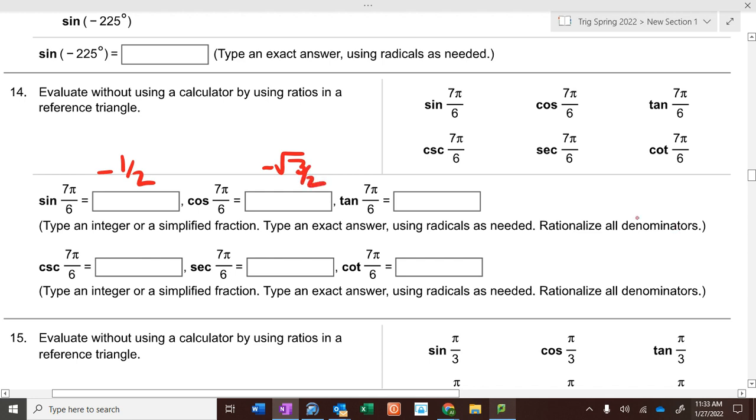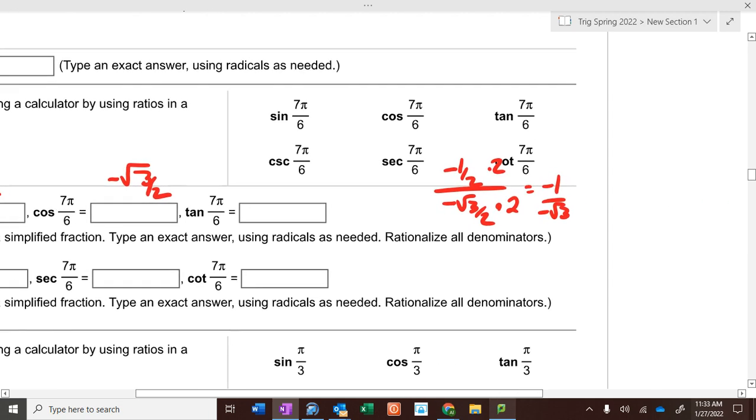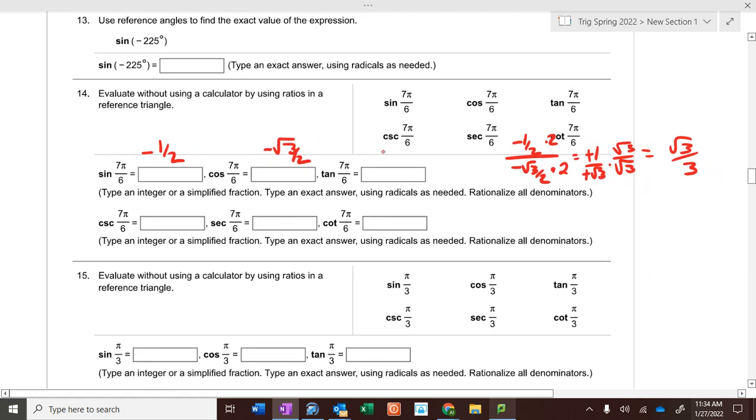Negative square root of 3 over 2. Now the tangent of 7 pi over 6 is the sine over the cosine: negative 1/2 over negative square root of 3 over 2. We have a complex fraction. To get rid of a complex fraction, multiply by the denominator of the denominator. What's the denominator of the denominator? 2. So multiply by 2. You get negative 1 over negative square root of 3. Then a negative over a negative is a positive. And if we multiply by square root of 3 over square root of 3, you get square root of 3 over 3. So this is square root of 3 over 3.